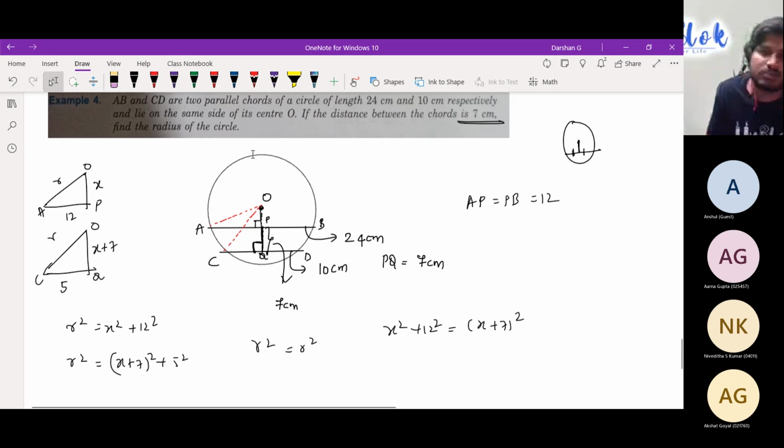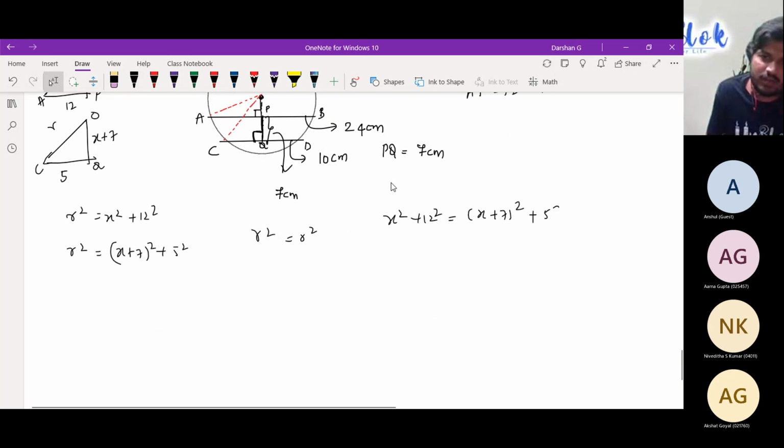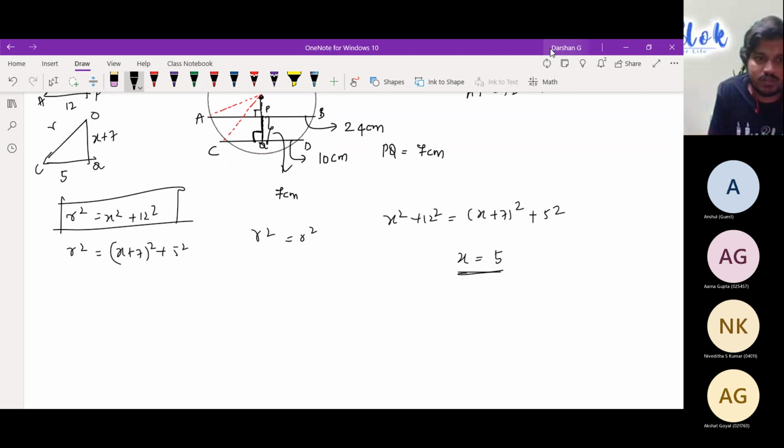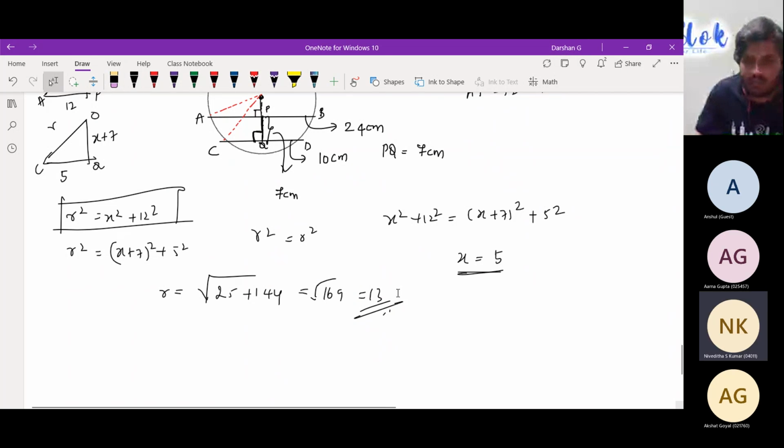From here, in the solving part, you have to be slightly careful. If you're careful, you'll get the value of X. What is the value of X, Anshul? Sir, it's 5. Correct. We get X as 5, then put it in this equation. So R equals root of 5 square plus 12 square, that is 25 plus 144. The answer would be root of 169. The answer is 13. Yes, sir.